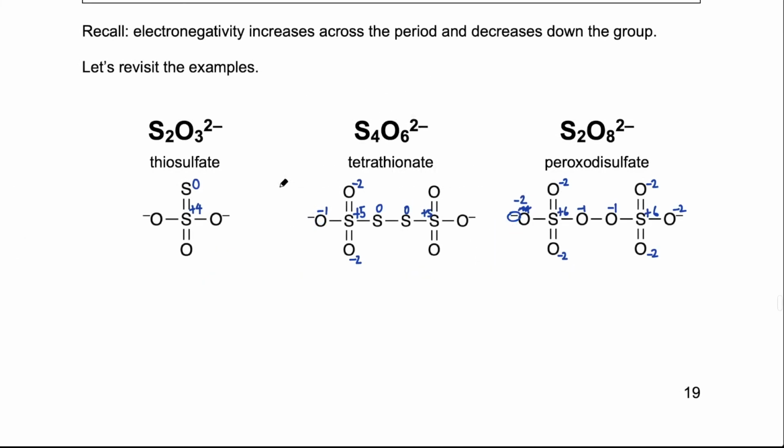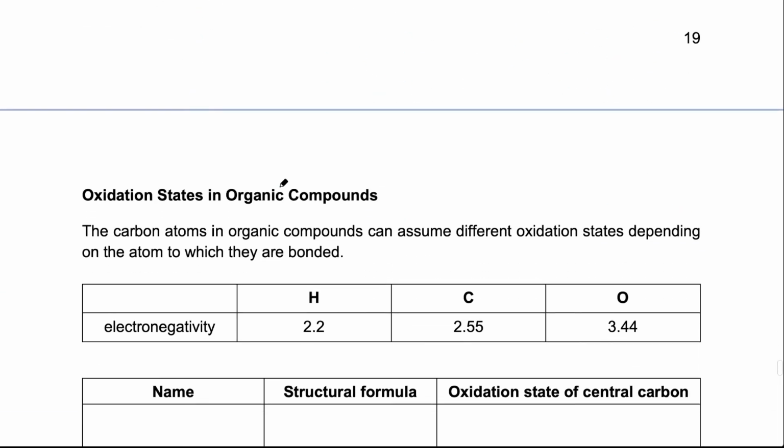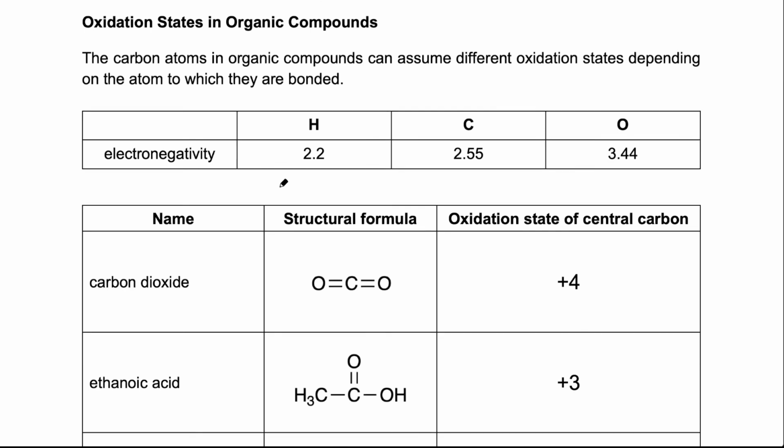Now that we understand how oxidation states are related to electronegativity, we can take a look at how we can calculate oxidation states in organic compounds. The same rule applies. The atom that is more electronegative will get the negative oxidation state. Carbon bonded to oxygen. Oxygen is more electronegative, and there are two covalent bonds, so the oxygen has an oxidation state of -2, and carbon will have an oxidation state of +4.